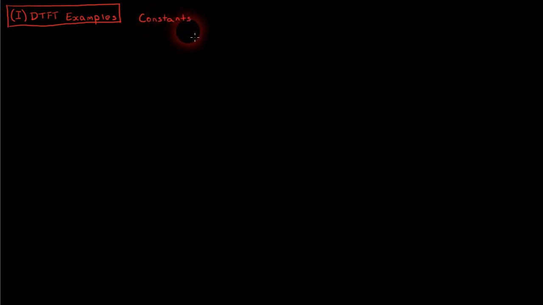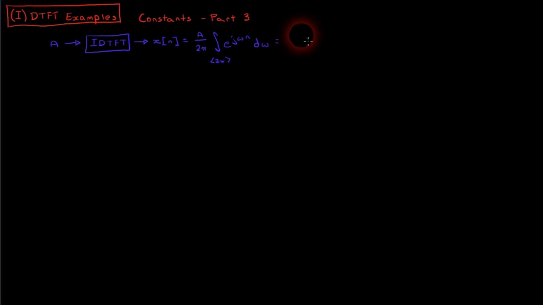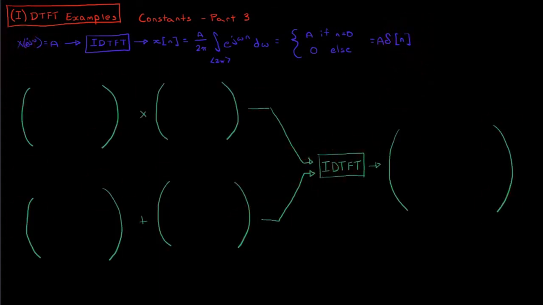Let's examine what happens when we take the inverse DTFT of a constant. Plug the input signal, a, into the inverse DTFT equation and simplify, and we are left with a statement that x of n is equal to a if n equals 0 and 0 otherwise. Or equivalently, x of n is equal to a times delta of n. For me, this is a very strange result.